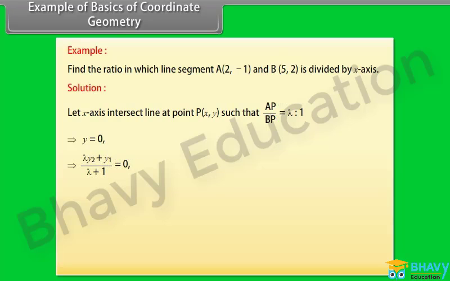It implies (lambda y2 plus y1) divided by (lambda plus 1) is equal to 0. It implies (2 lambda plus (-1)) by (lambda plus 1) is equal to 0. It implies lambda is equal to 1 by 2. It implies AP by BP is equal to 1 by 2 is to 1.